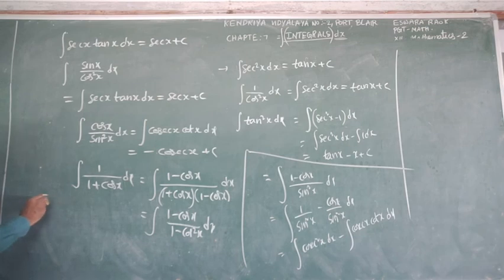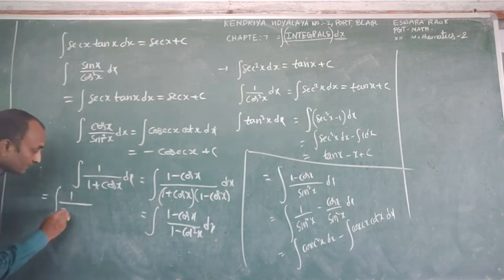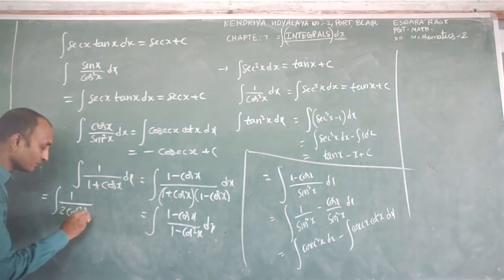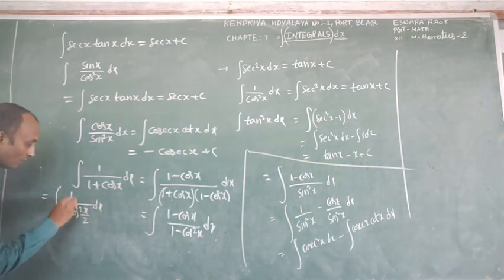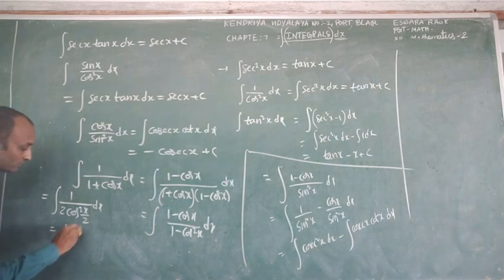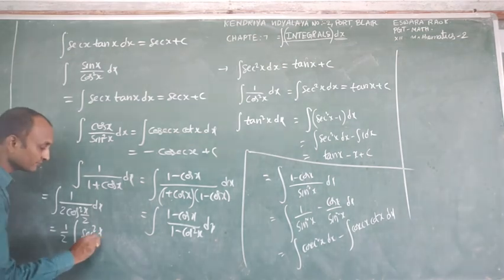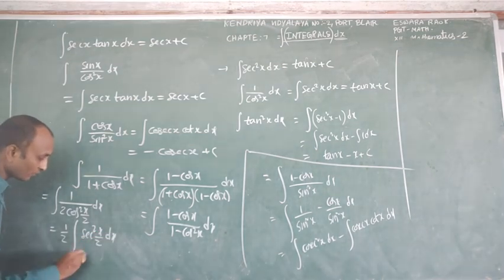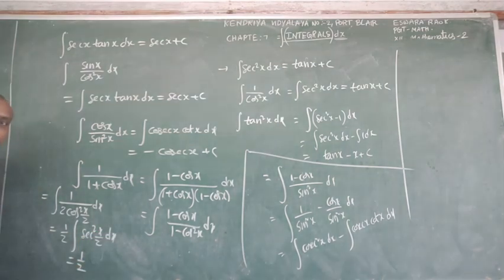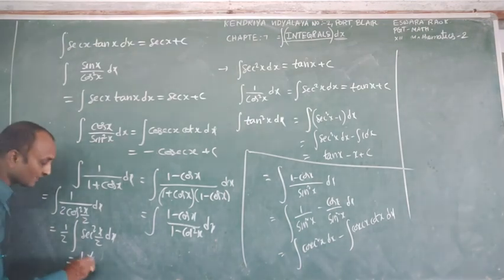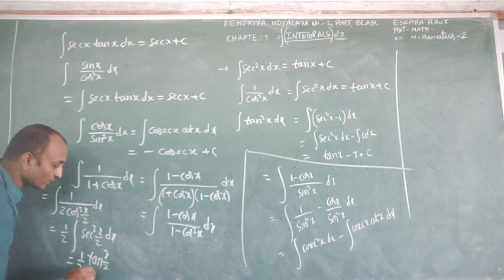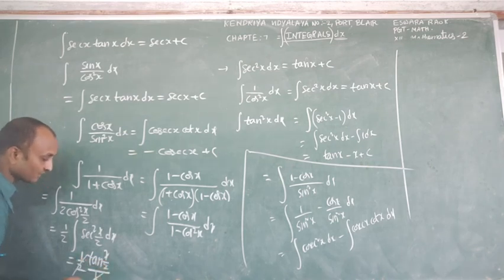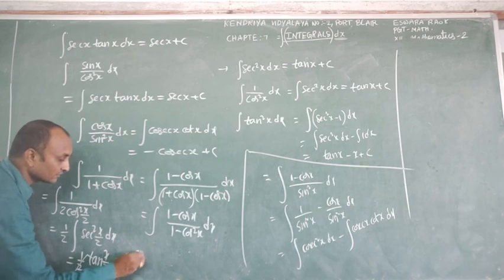Here is another alternate way for this one. 1 plus cos x has a formula: 2 cos square x by 2. So the 1 by 2 is a constant pulled out, and 1 by cos square x by 2 is nothing but secant square x by 2. Secant square x by 2 integration is tan x by 2, but the coefficient of x is 1 by 2, so it cancels the 1 by 2. The answer is tan x by 2 plus c.